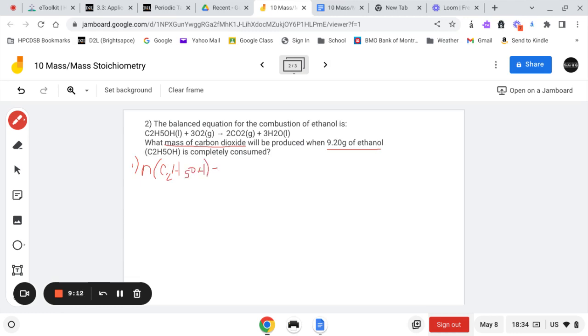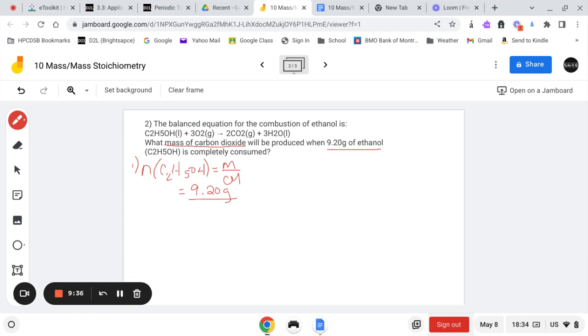So ethanol is C2H5OH. And I know its mass. So I'm going to take mass divided by molar mass. I'm going to take 9.20 grams, and I'm going to divide by the molar mass of ethanol. So there's several atoms here, so be careful. There's 2 carbons, so 2 times 12.01.